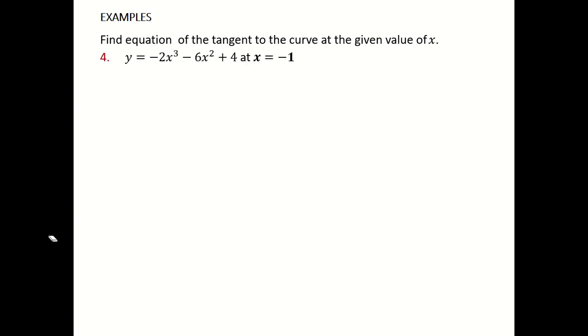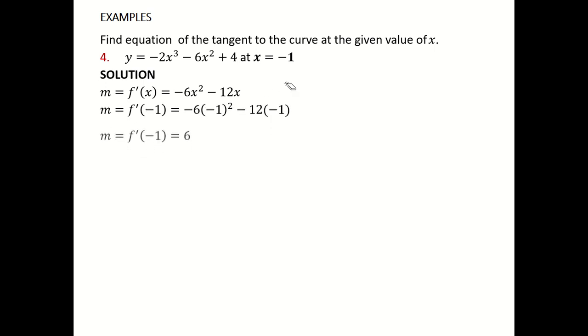Find the equation here. You're going to take the original equation, the original function, find the first derivative. 3 times minus 2 is minus 6. From 3 you minus 1, you will get 2. 2 times 6 is 12, and from that 2 you minus 1, you will get 12x. The derivative of a constant is 0, so the derivative of 4 will be 0. Now take the given x value, minus 1, and substitute it into the first derivative, which is the gradient of the tangent. It'll give you the gradient of the tangent, which is m, and that will be equal to 6.